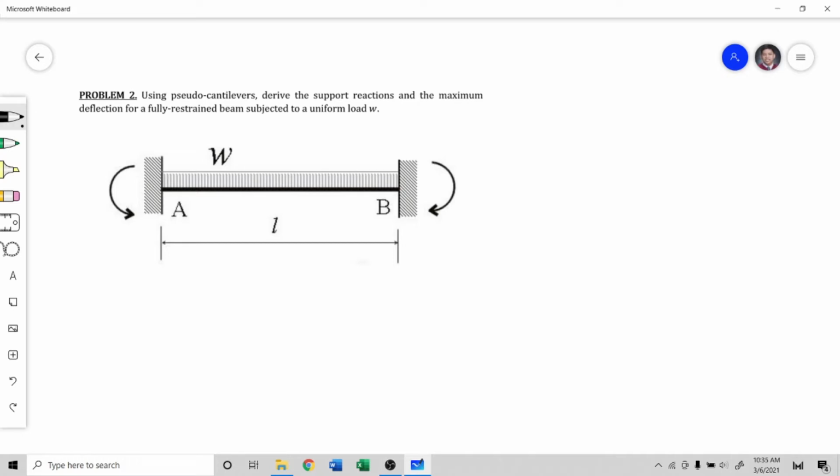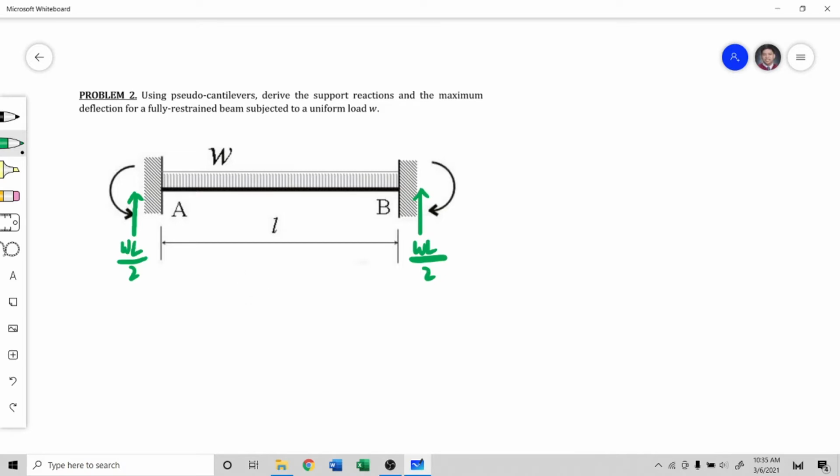So first, meron na tayo agad na pwedeng ma-extract na support reaction, no? That would be the vertical support reactions. Since take note na symmetric lang itong ating figure, ibig sabihin, dapat yung vertical natin sa kaliwa at point A should be equal to the reaction at point B. So our vertical reactions here would just be omega L over 2 on both sides. That's omega L over 2. So we're down with only one support reaction and the maximum deflection.